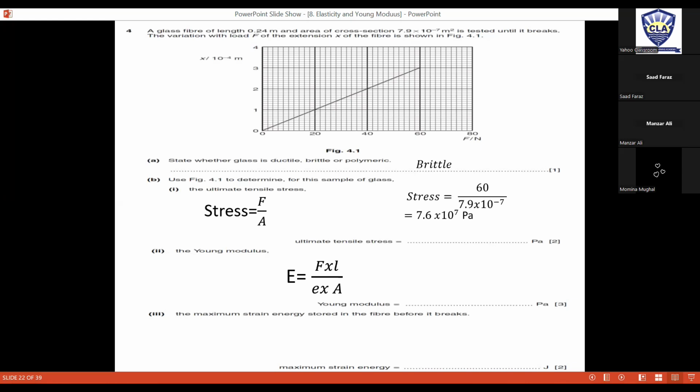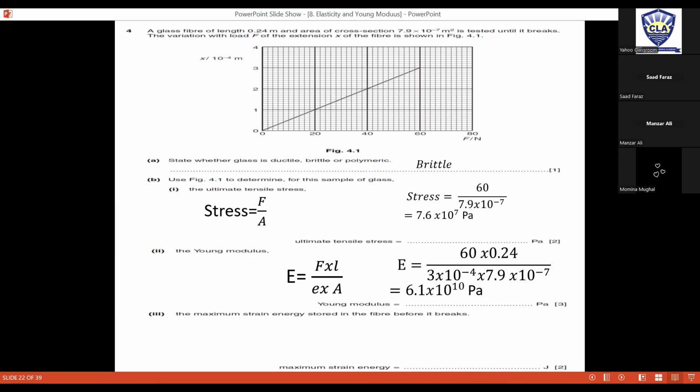We have stress, we have already calculated that, but we can use the values here. Force 60, extension is 3 into 10 raised to power minus 4. We have length 0.24 and area already known from the first question as well. So this is your Young modulus.